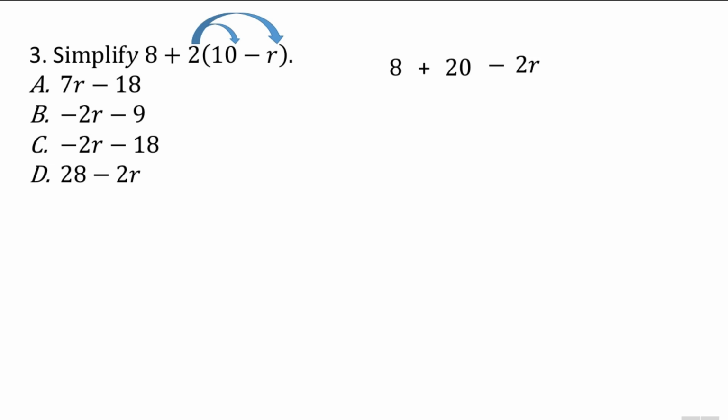And now I check to see if there are like terms. In this case, we can agree that 8 and 20 are like terms, so I can add them, okay? So that's 8 plus 20, that's 28. And I write back my minus 2r because there are no like terms for it, which therefore means my answer is D, guys.